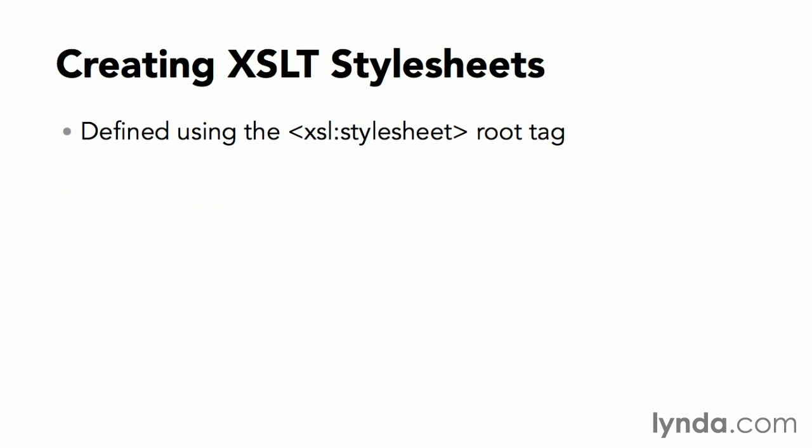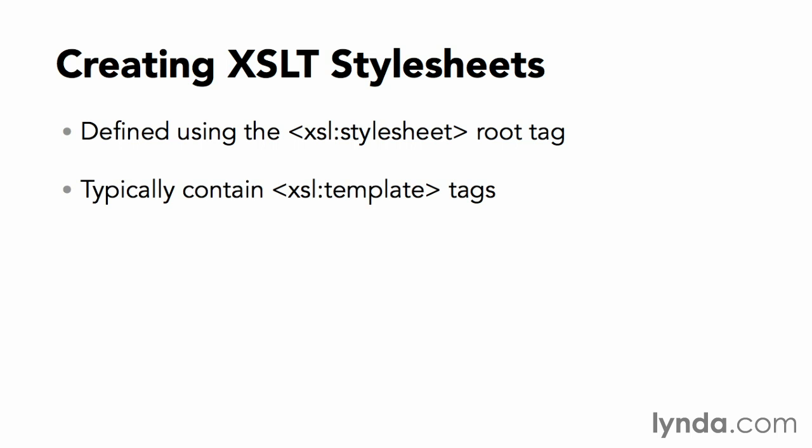So how do you create an XSL style sheet? They're defined using the xsl:stylesheet root tag. They also typically contain one or more xsl:template tags, which contain the definition for the template. And we'll see how this works in a little bit.